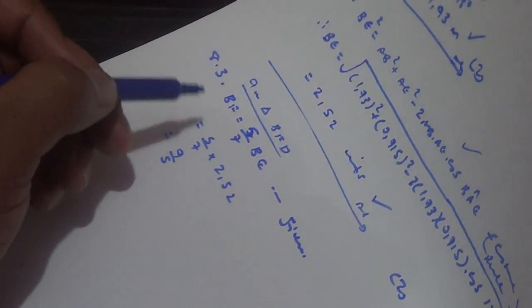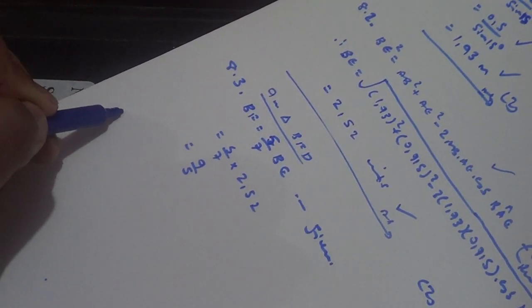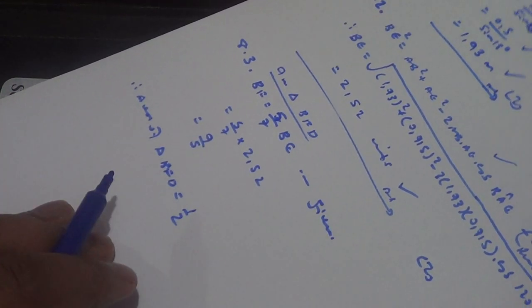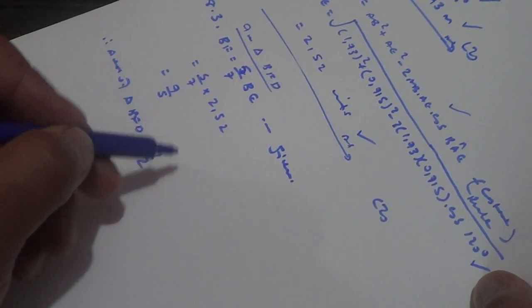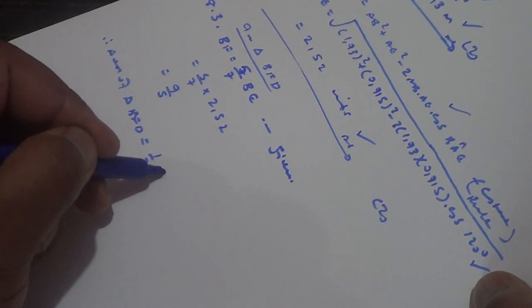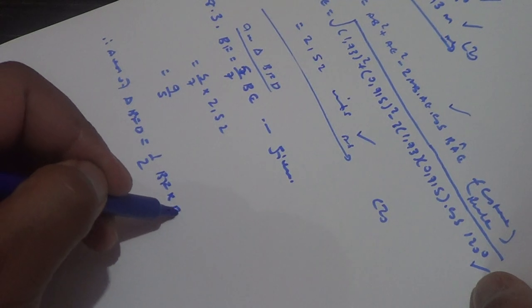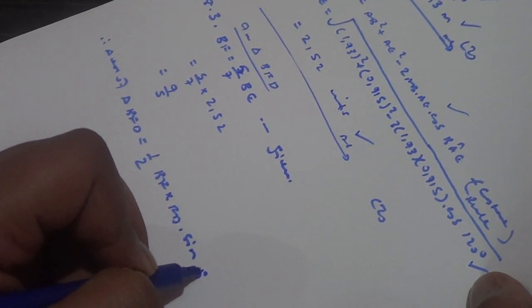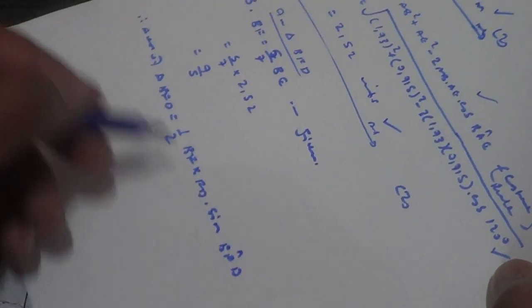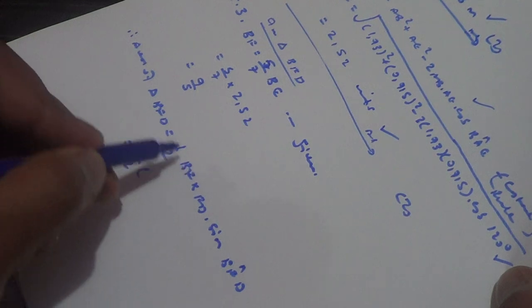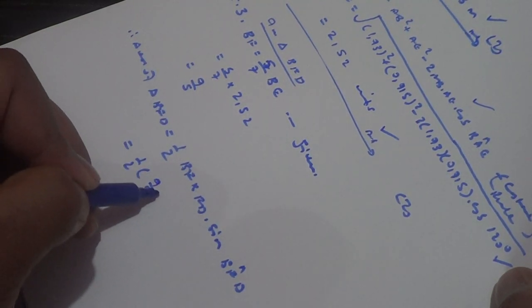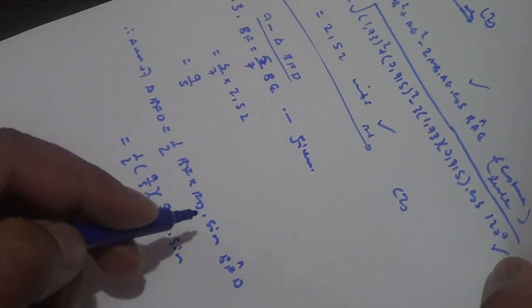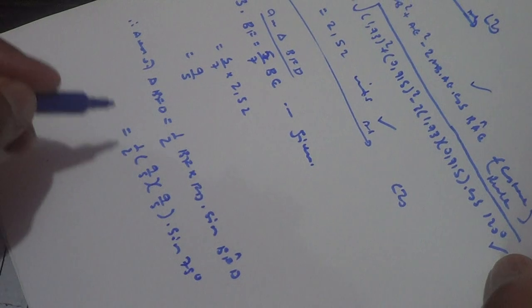So now that we know that BF equals FD, all we need to know is that therefore the area of triangle BFD equals half the product of the two sides, which are the equal sides, BF multiplied by FD, multiplied by the sine of the included angle in those sides, which is BFD. That is the area rule. So half, BF is 9 over 5 into 9 over 5, because they are equal, times sine of 75 degrees.